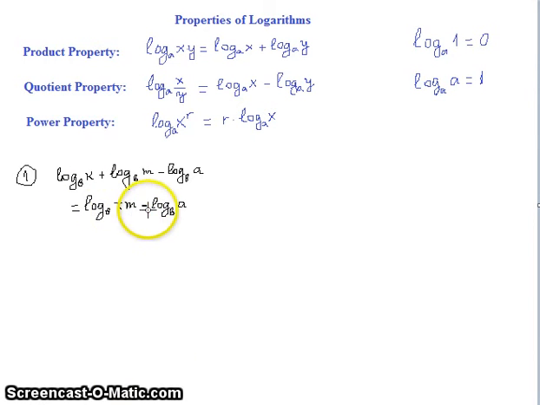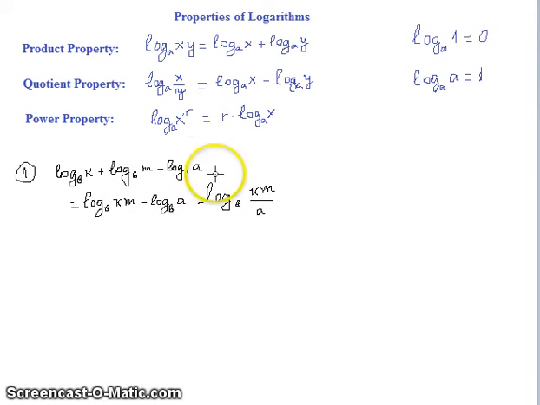Now we have a difference of two logarithms. Is there such a property? Yes, the quotient property could be applied from right to left. The difference of the two logarithms can be replaced by just a single logarithm of a quotient. So we'll get log base b of km over a. And this logarithm will be the final answer, because the goal was to write the expression as a single logarithm with a coefficient of 1.